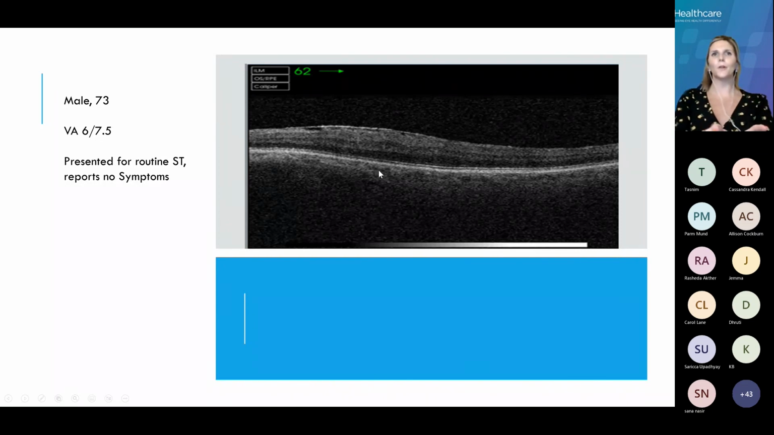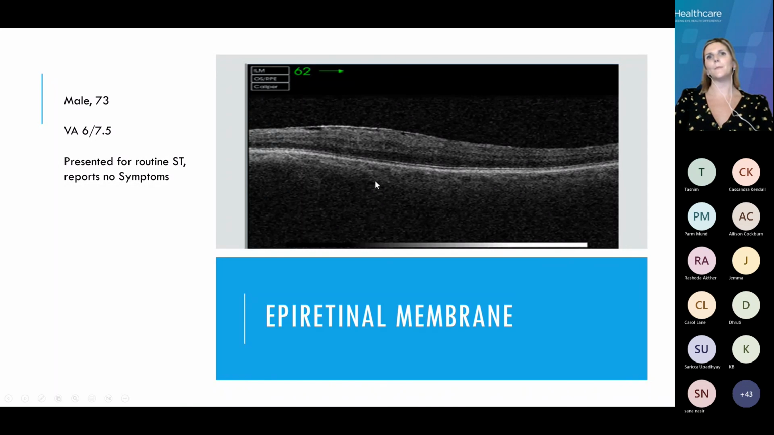So this is just a normal routine sight test, and this has just been picked out. Patient's probably not even aware of it, but it just means that we've got it on our records to be able to monitor and progress moving forward if need be.